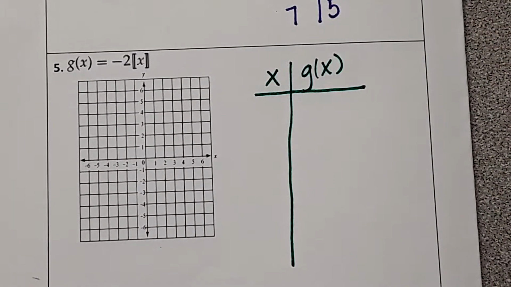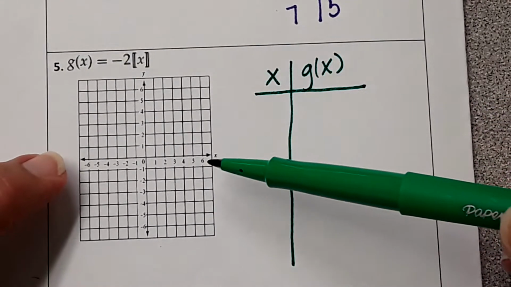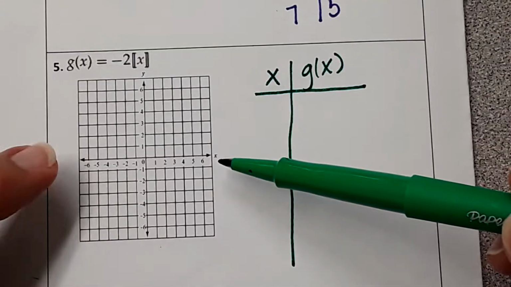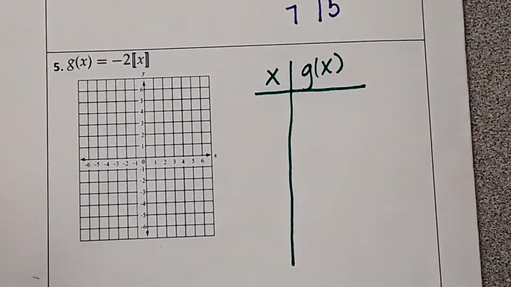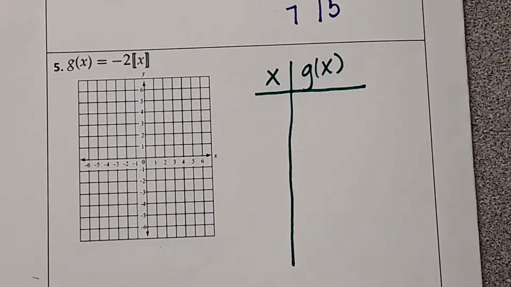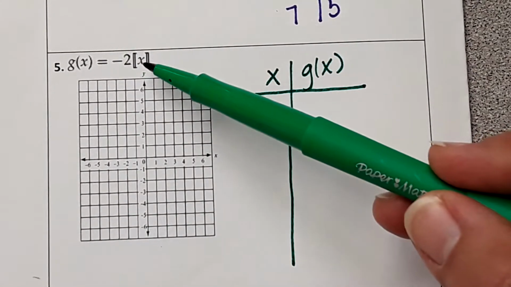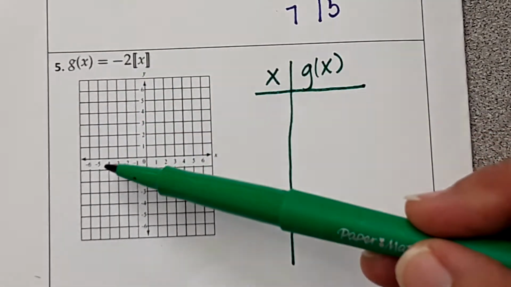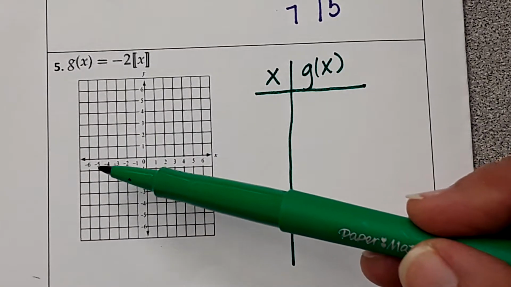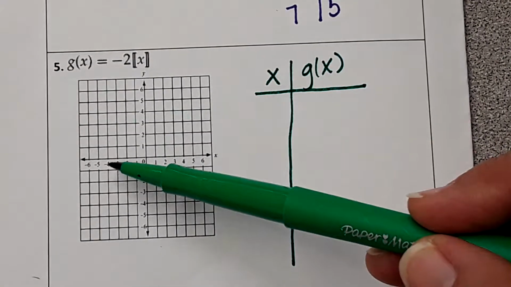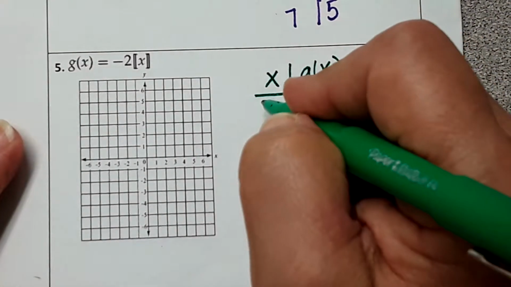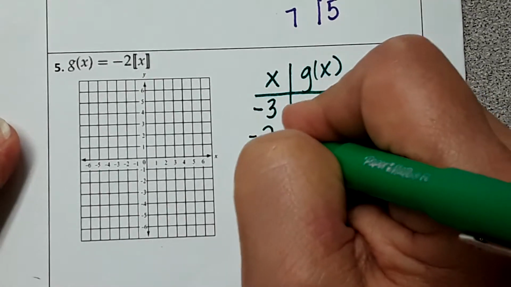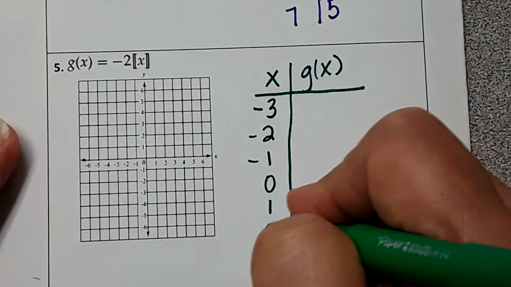Now, just like yesterday when we did our absolute value, remember that our x values only go from -7 to 7. So I need to be careful of what I pick so I can graph it on this graph. It doesn't mean those numbers don't exist. It just means for graphing purposes, we can't use those. So -2 times -6 is 12. That doesn't work. -2 times -5 is positive 10. That doesn't work. -4 doesn't work. So we're going to use -3, -2, -1, 0, 1, 2, 3.